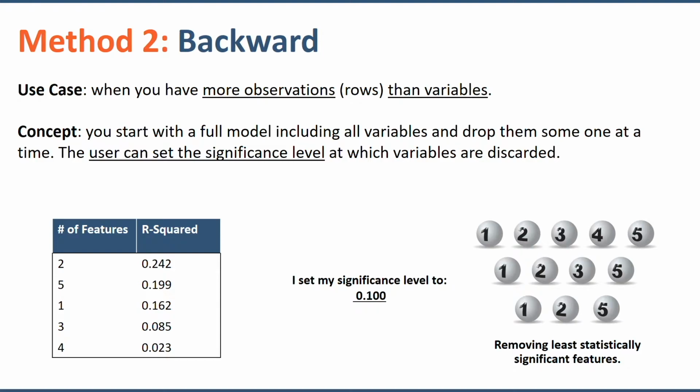In my example, the least significant feature in our combination is number 4. Therefore, it's going to be removed. The new lowest is now number 3, so same thing, we remove it. As I set my significance level to 0.1, the other features are above it, so I don't need to go any further. My final features selected are number 1, 2, and 5.